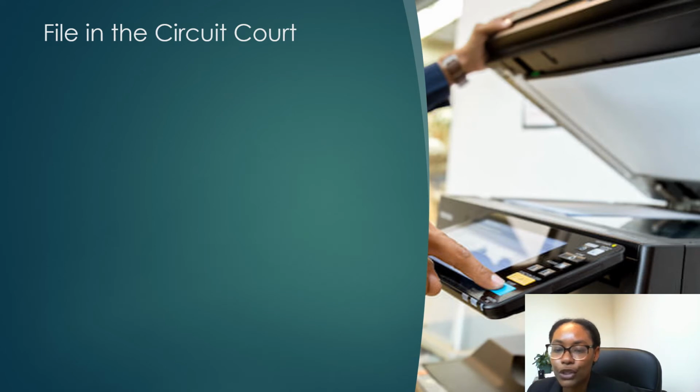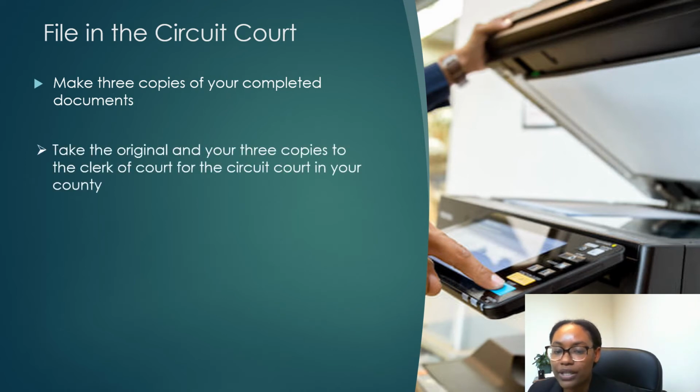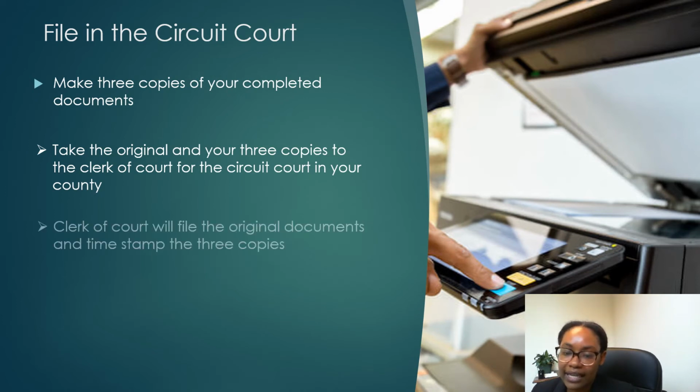And then, once you have completed the documents, you would make 3 copies of your completed documents, and you would take the original and your 3 copies to the clerk of court for the circuit court in your county. And the clerk of court will file the original documents and then timestamp the 3 copies.